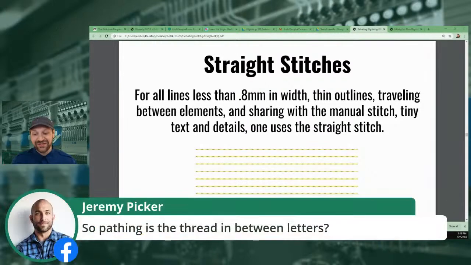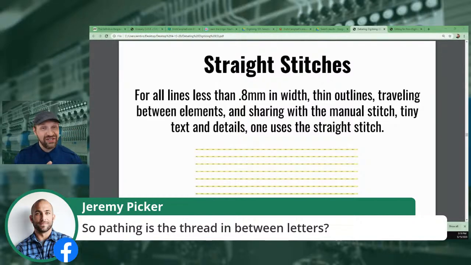Jeremy actually asked, and I'll jump this in too, pathing is the thread in between letters? No, that would be a travel or a jump stitch. Jump stitch just means it doesn't actually drop in the middle of it. A jump stitch is from one point to another. It just jumps. It doesn't run. It doesn't have multiple stitch penetrations. Pathing, however, includes the thread between letters. The thread between letters, those are often like a jump stitch or a connector. There's multiple things these can be called in software especially, but pathing is the path you travel through the design.